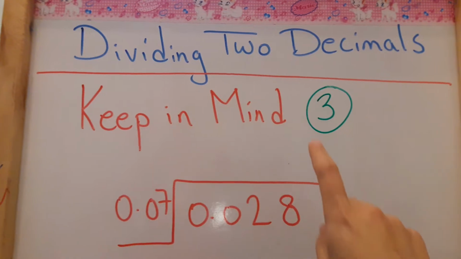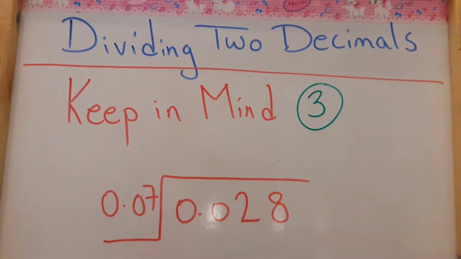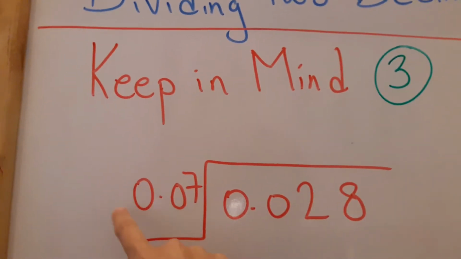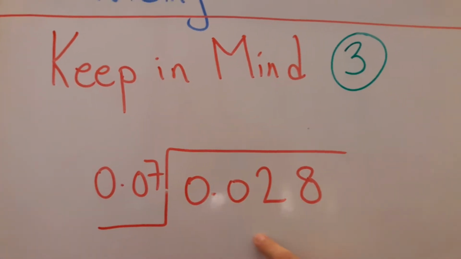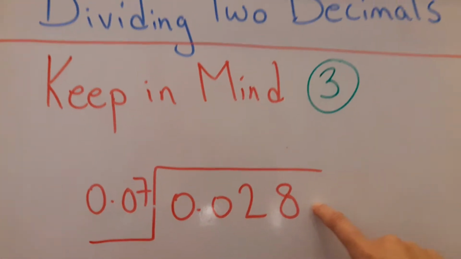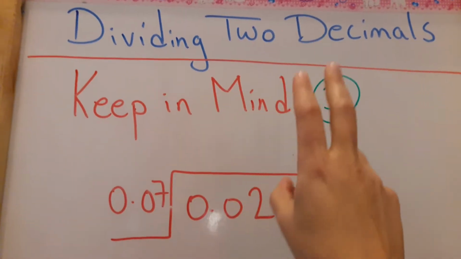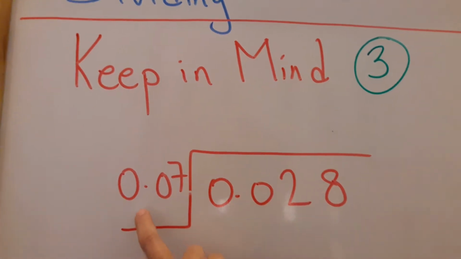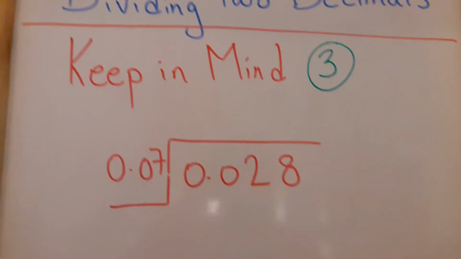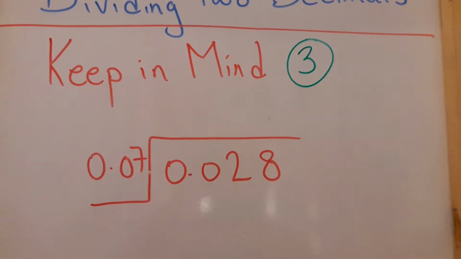Keep in mind number 3. Dividing two decimal numbers means that in the divisor I have a decimal number, and in the dividend I have a decimal. This is the meaning of the lesson. Dividing two decimals means the dividend is a decimal number and the divisor is a decimal number. Then let's begin together.